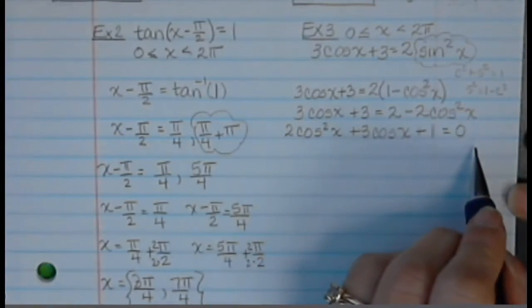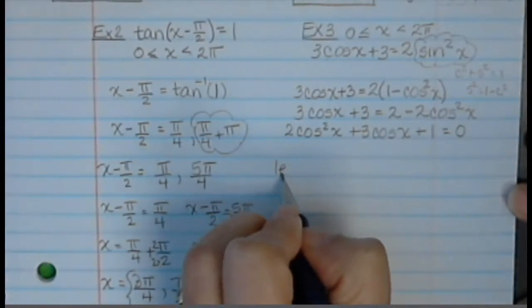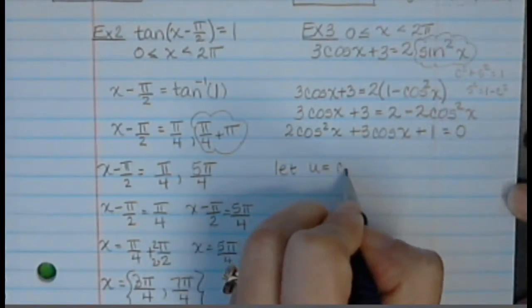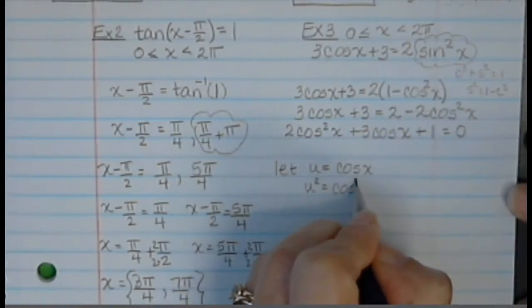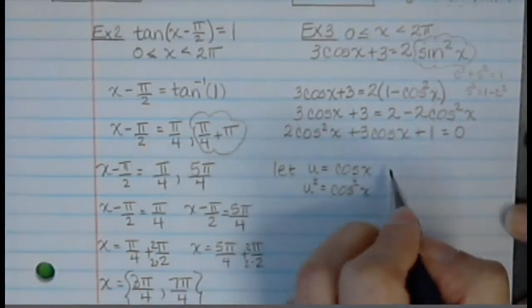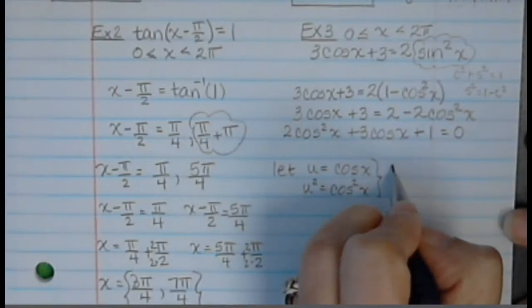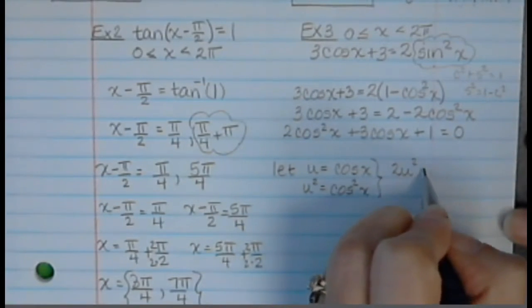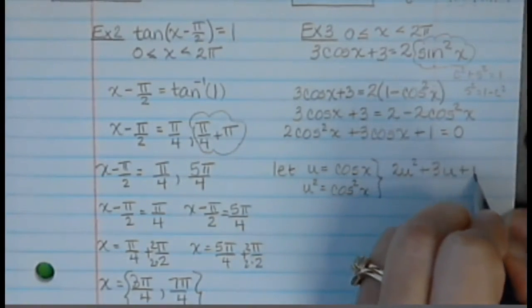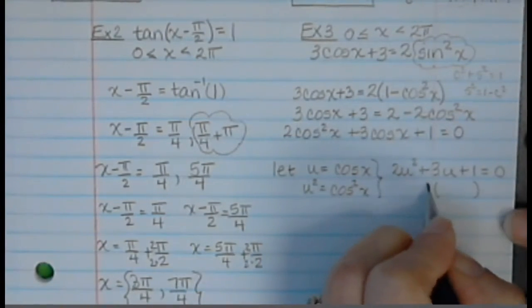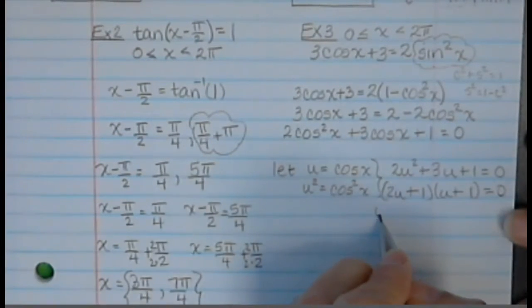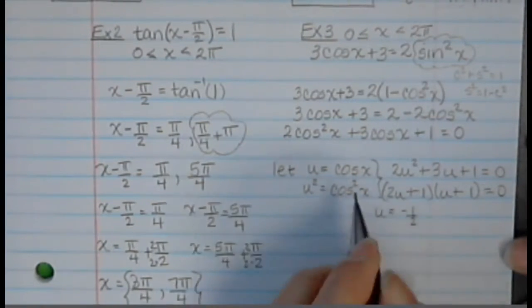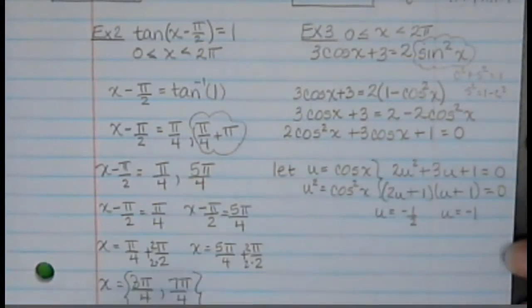So this looks quadratic. Let's let u equal cosine of x, which means u squared is equal to cosine squared of x. So using substitution, our equation now becomes 2u squared plus 3u plus 1 is equal to 0. And I can factor that: 2u and u, and 1 and 1. Everybody has to be positive. And I find that u is equal to negative 1/2 or u is equal to negative 1.